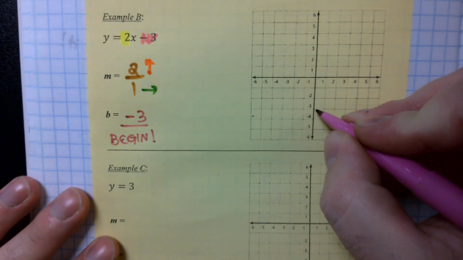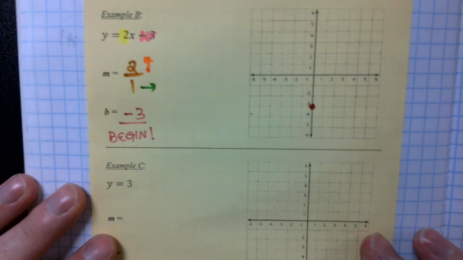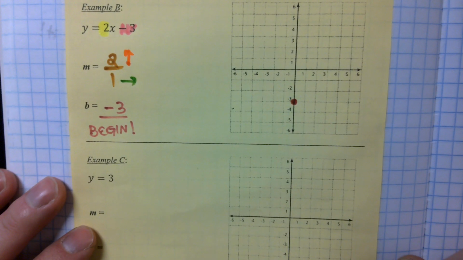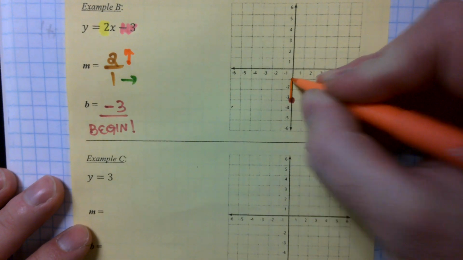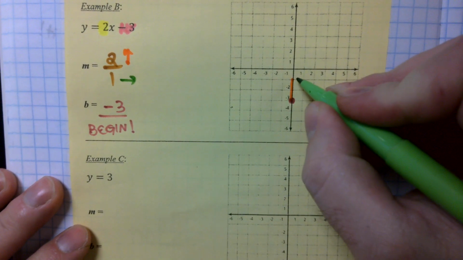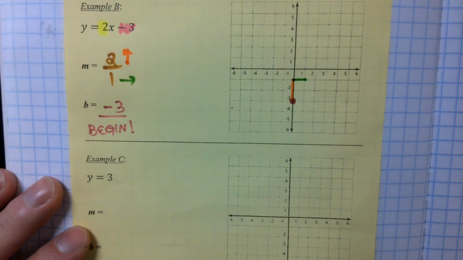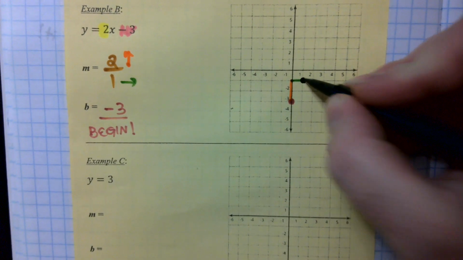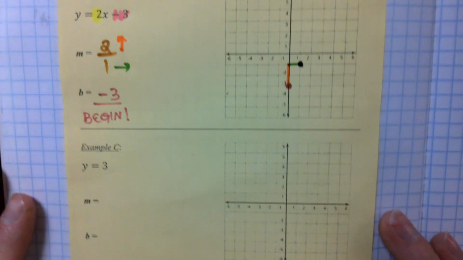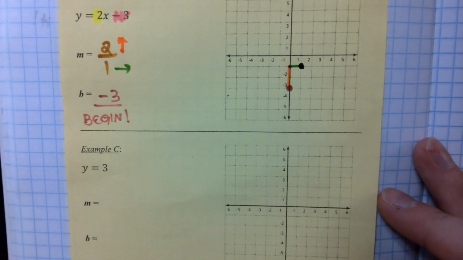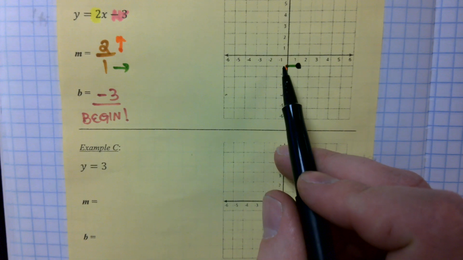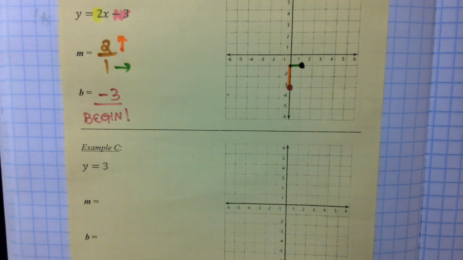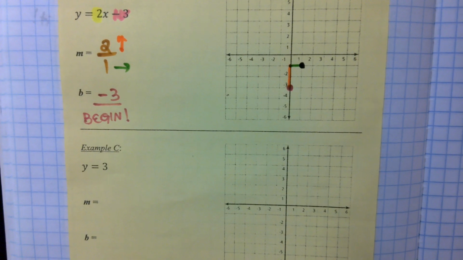I'm going to begin at -3. Boom. There's my beginning point. I'm going to rise 2 spaces up, 1, 2, and I'm going to run 1 space over before making my dot. Okay, again, I plotted my beginning point. I rose 2 spaces up. I ran 1 space over. Then I drew my second dot.